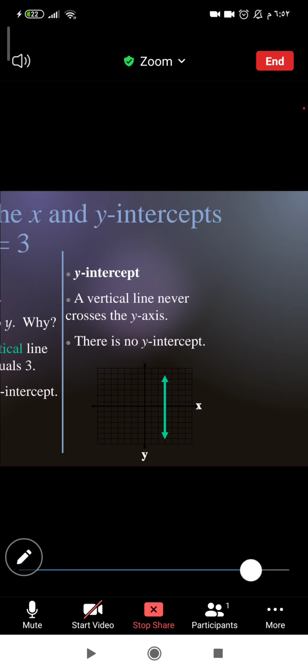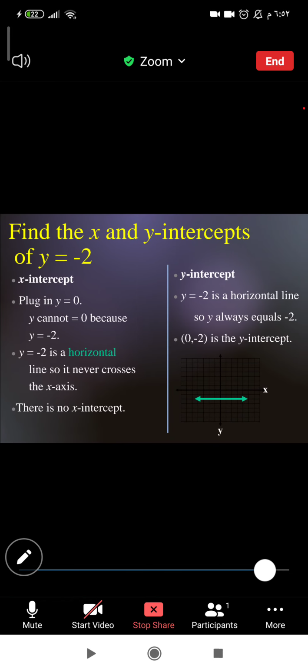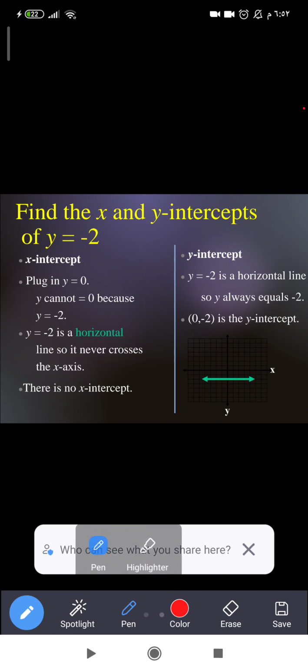Now the same one, but this time y equals negative 2. Look, this line is horizontal, okay? So always the y-intercept equals negative 2 and there is no x-intercept. No x-intercept.